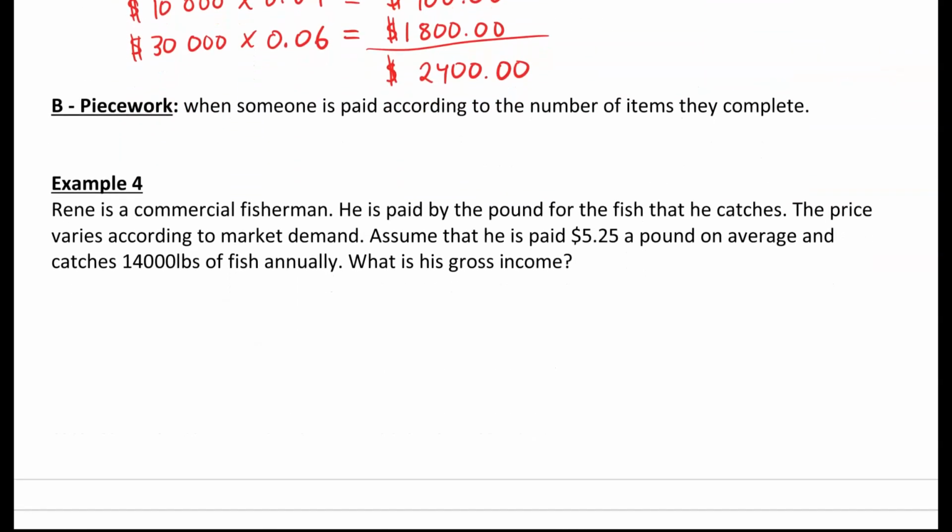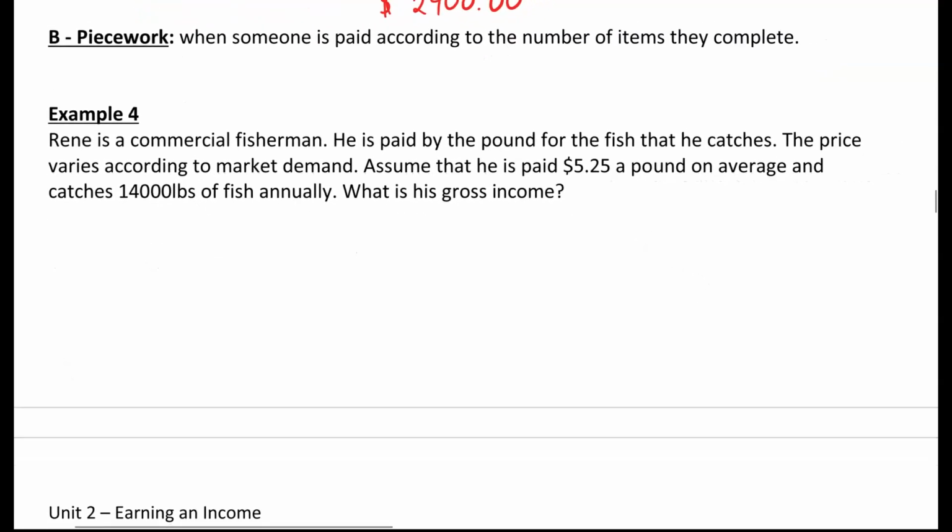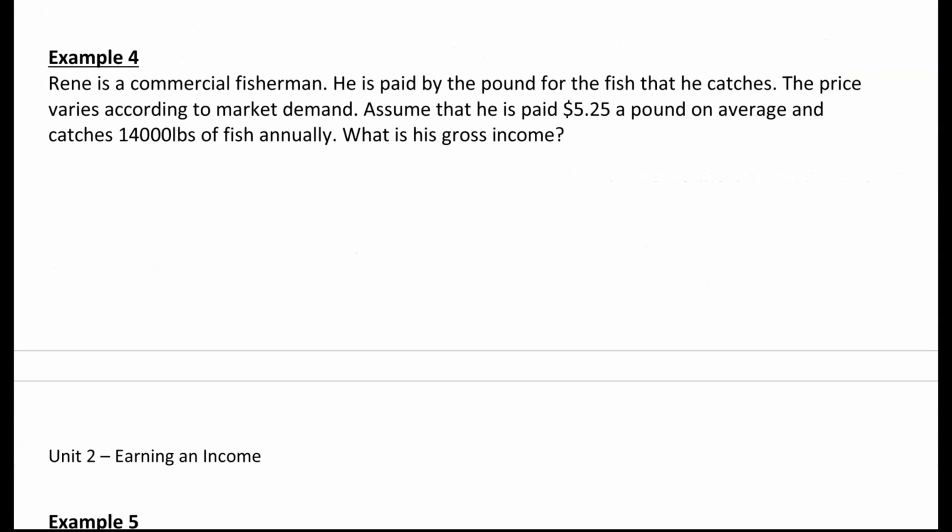The next example we're going to look at is piecework. When someone is paid according to the number of items they complete. Example 4 has Rennie, a commercial fisherman. He is paid by the pound for the fish that he catches. The price varies according to market demand. Assume that he is paid $5.25 a pound on average and catches 14,000 pounds of fish annually, so throughout the year. What is his gross income?